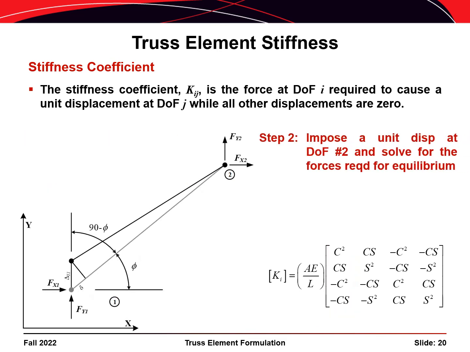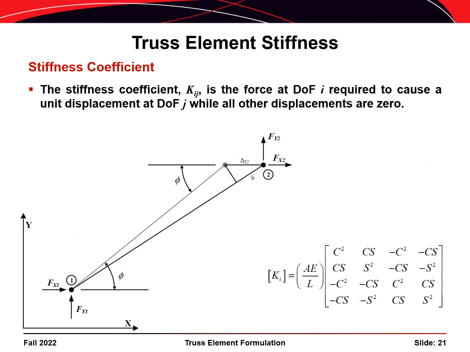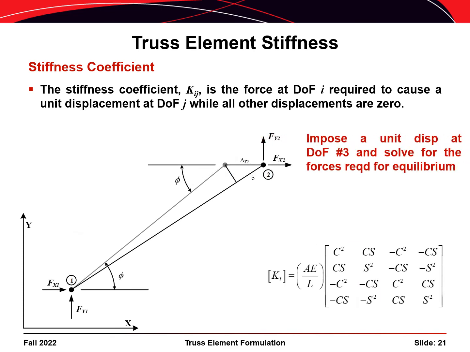As a second step, we impose a unit displacement corresponding to the second degree of freedom for the element. In this case, we move node 1 upwards by 1 unit, and we calculate the second column within our stiffness matrix. As the third step, we impose a unit displacement corresponding to the third degree of freedom for our element, and that is to impose a unit displacement horizontally at node 2. And in so doing, we create the third column in our element stiffness matrix.